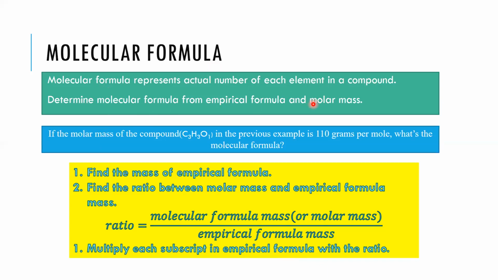So they have to give us, or we have to know before we go into this step, the empirical formula. What's our empirical formula? In the previous example, the empirical formula is C3H3O1, and the molar mass of the compound is 110 grams per mole. What is the molecular formula? So they have to give us the empirical formula and molar mass. So in this case, what do I need to do? I just put it in steps for you to be able to understand easily.